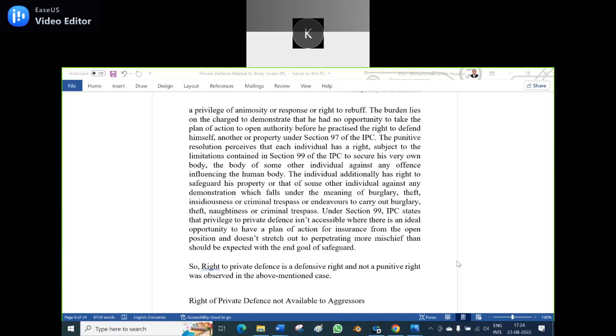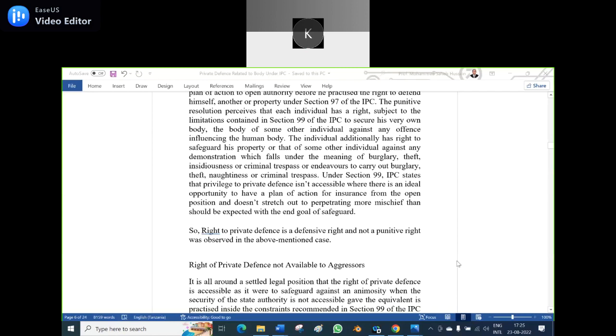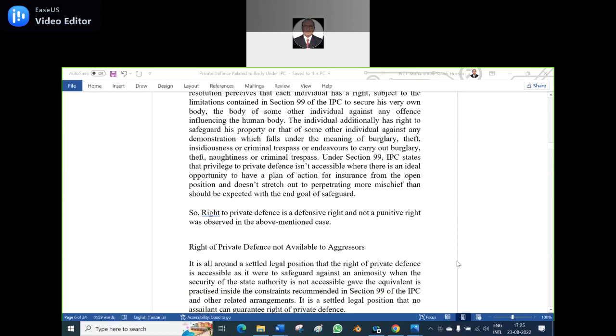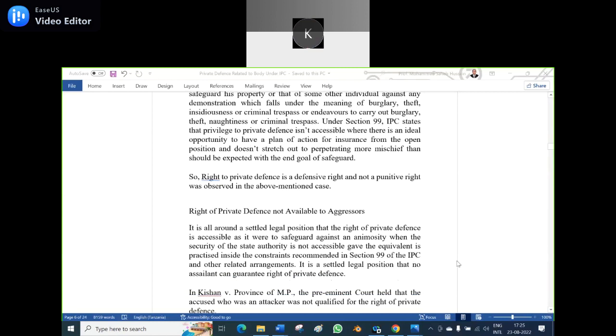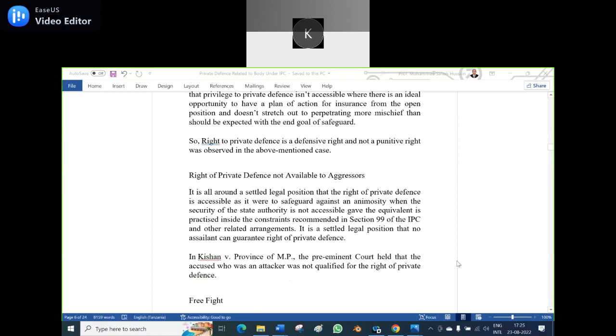Section 99 IPC states that the privilege to private defense is not accessible when there is an ideal opportunity to have recourse for protection from the public authority, and it doesn't stretch out to inflicting more harm than should be expected for the purpose of defense. All the principles we have discussed in the Supreme Court case also are highlighted here. So the right to private defense is a defensive right and not a punitive right, as was observed in the above mentioned case also. The right of private defense is not available to aggressors.